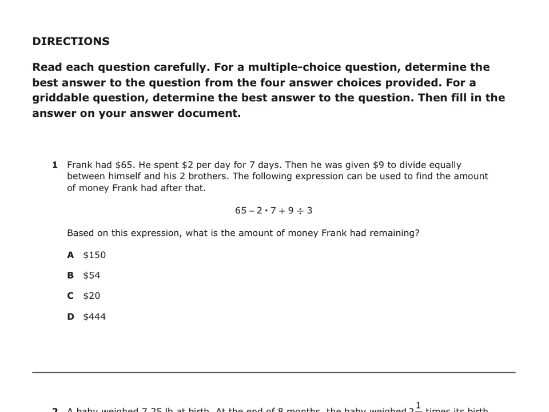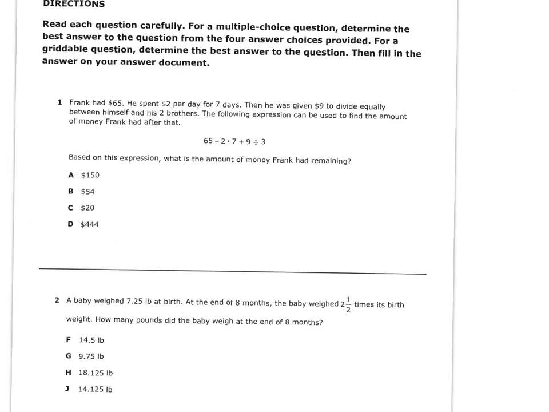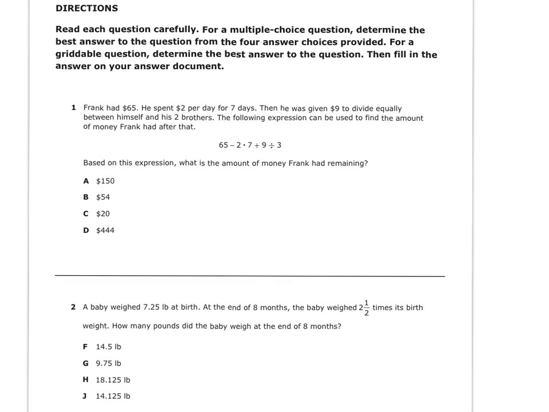It says, read each question carefully. Well, duh. Let's read the directions. For multiple choice questions, determine whether or not the best answer choice is provided. If it is, okay, you know how to do all of that. Okay, Frank had $65. He spent $2 per day for 7 days. Then he was given $9 to divide equally between himself and his two brothers. The following expression can be used to determine the amount of money Frank had after that.